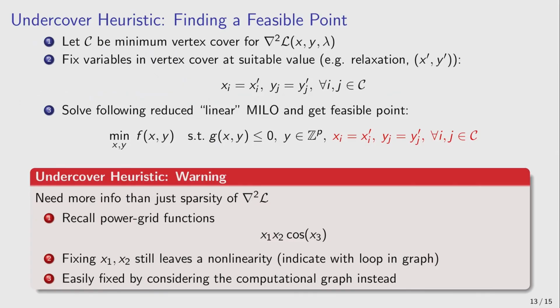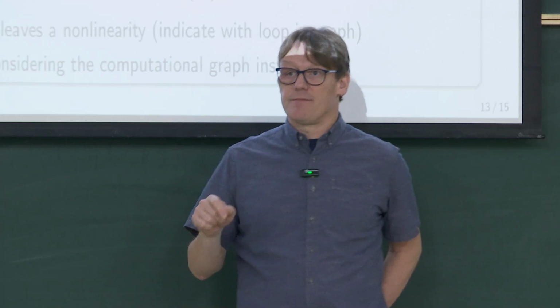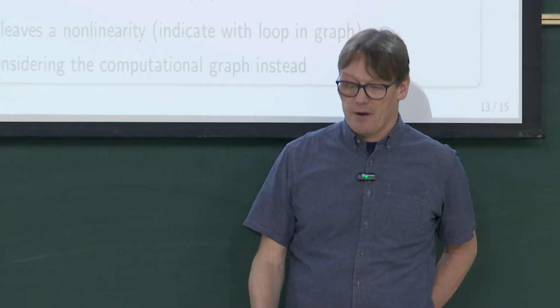But this is relatively quick. You have to be kind of careful that if your function is like this power grid function here, then fixing x1 and x2 still leaves me a nonlinearity. So I need to know a little bit more than just the Hessian information when I make the fixing. So in particular, in this case, fixing x1 and x2 does not give me a linear problem. It gives me a nonlinear problem.